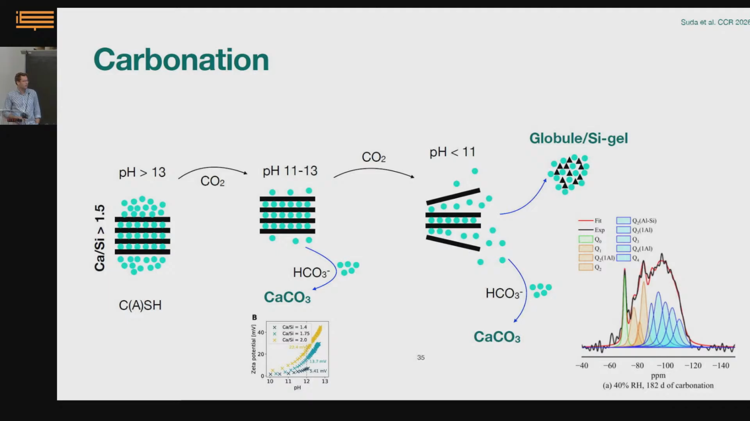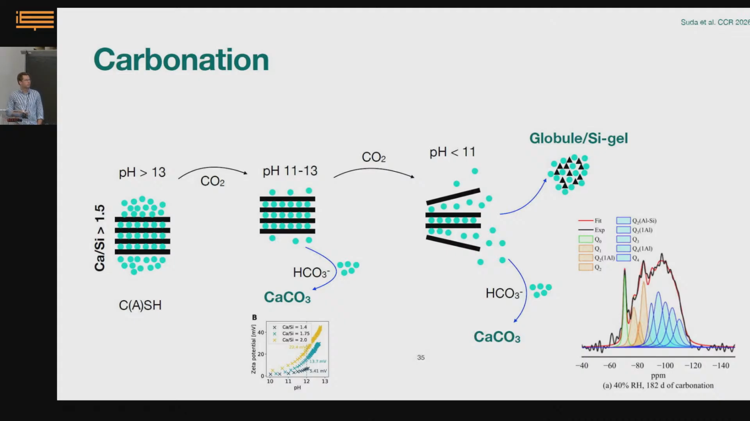So what I think is going on is, if you have your CSH with a high calcium silicon ratio at a pH of 13, it can also be CASH. It doesn't really make such a big difference. And CO2 is penetrating your system, which consequently lowers your pH. We showed in the zeta potential that lowering the pH results in lowering the zeta potential, which means you're releasing calcium from the surface, and you're probably using calcium up to make calcium carbonate.